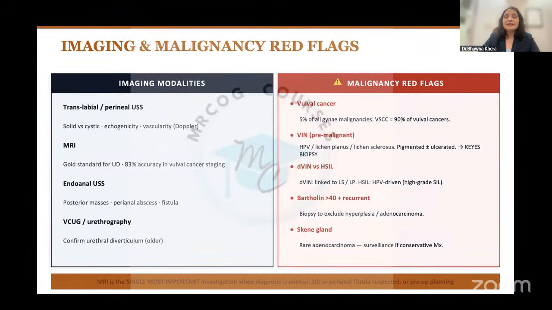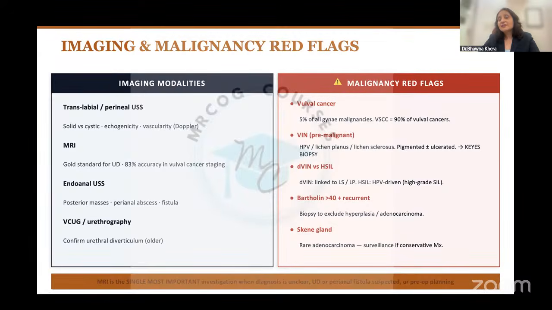Imaging modalities, as I said: translabial and perineal ultrasound, solid versus cystic, echogenicity and vascularity, because vascularity is something which is high risk. MRI is the gold standard for urethral diverticulum, with 83% accuracy in vulval cancer staging. Endoanal ultrasound, particularly for the perineal abscess or the posterior masses, and urethrography or video urodynamics confirm the urethral diverticulum. But again, let me mention that the gold standard for urethral diverticulum is MRI. So forget everything and remember the MRI.